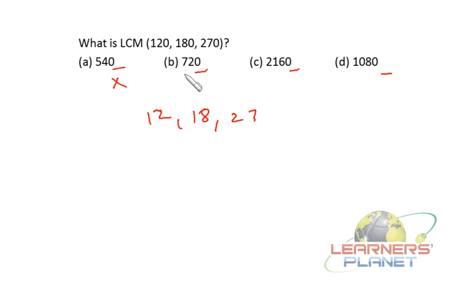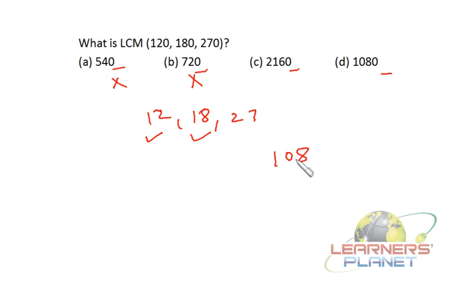Okay, now 12 6s are 72, that means 72 is divisible by 12, so it can be the right choice. Then 72 is even divisible by 18, so 72 is divisible by 12 as well as 18. Now 72 is not divisible by 27, so it cannot be the right choice. Now let's see the next number, that is 108.